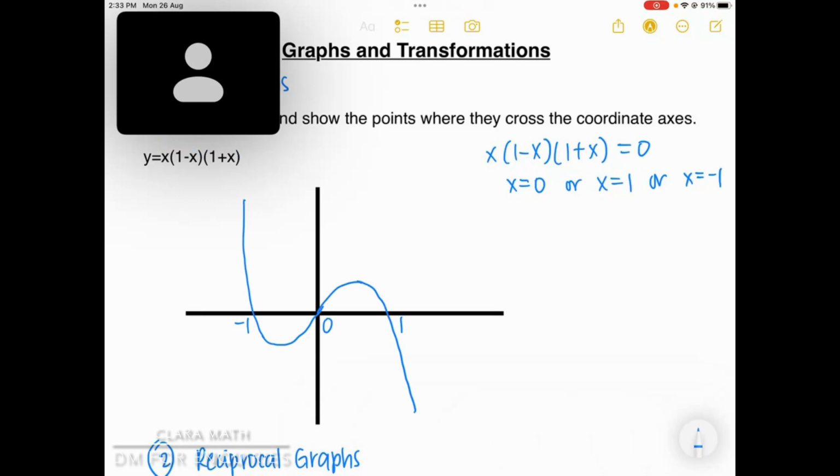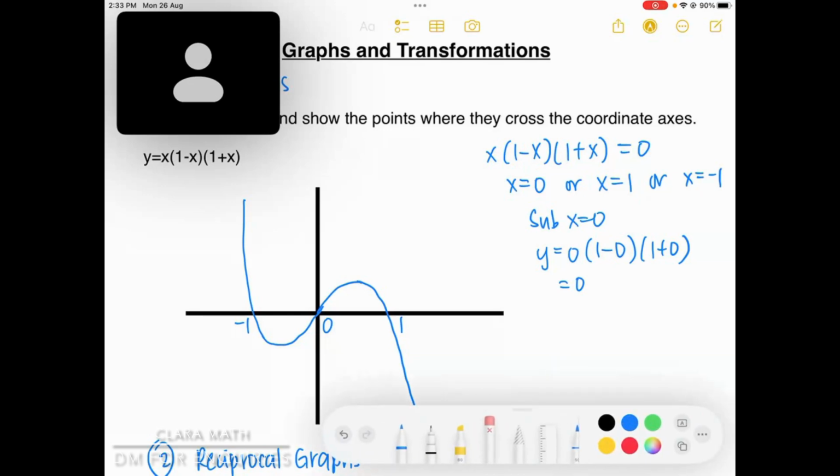Okay. So to check whether it has a y-intercept, you can sub your x to be 0. But when you do that, everything turns to 0 because the front one is already x. So 0 times everything else is 0. So y is also 0. That's why we cut at the origin 0, 0. Same as the x-intercept. Okay, next one.